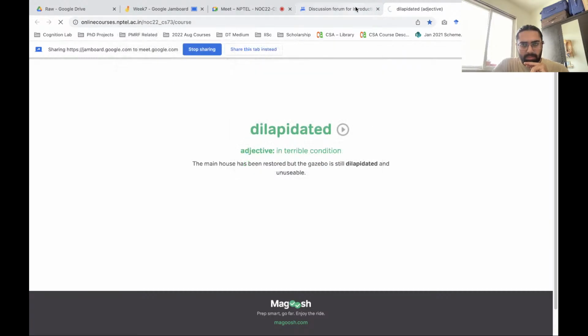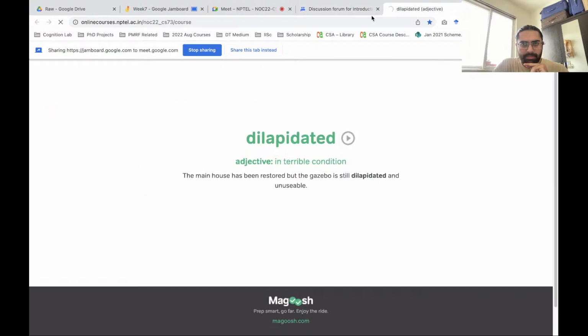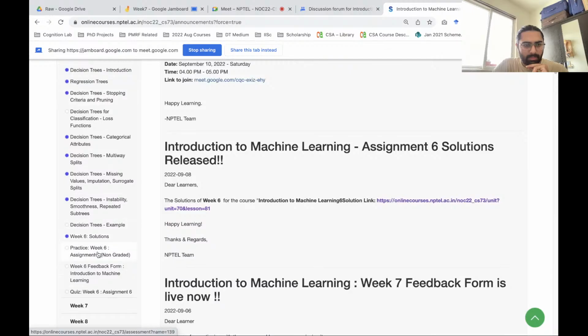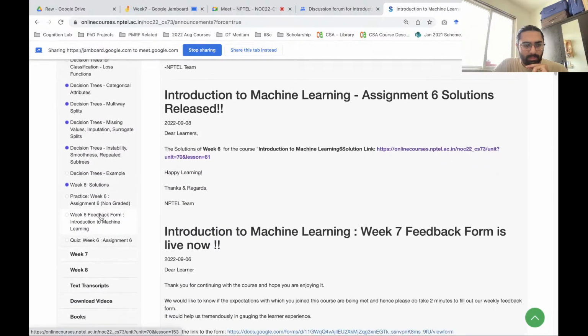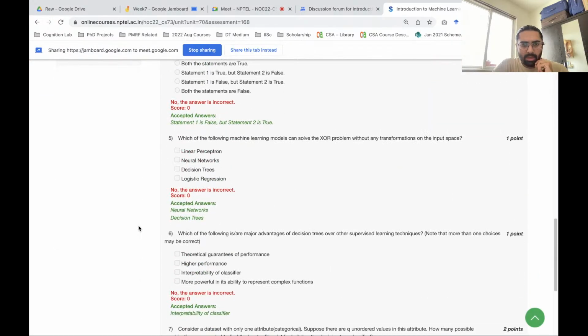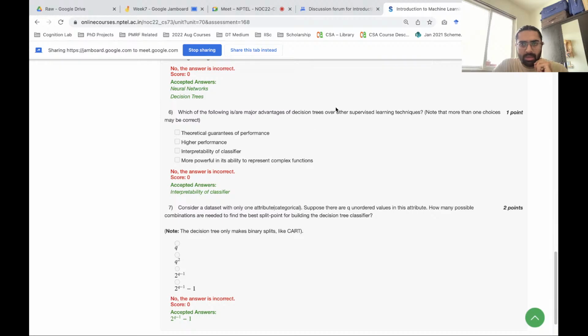Okay, just hold on for a sec. I'll read out the question: Which of the following is a major advantage of decision trees over other supervised learning techniques? I had selected higher performance as an option, but it was incorrect. So my question is, the professor, while introducing decision trees, said that decision trees are very much suitable for a certain class of problems. So I thought that high performance may be a good option to select. Am I wrong in my thinking? Correct me if I'm wrong there.